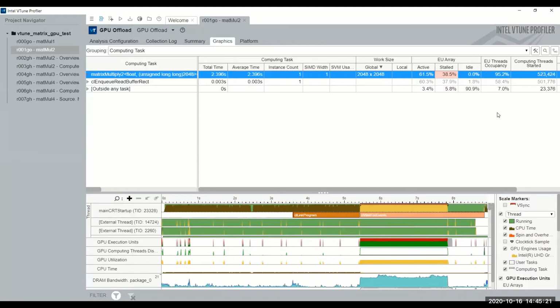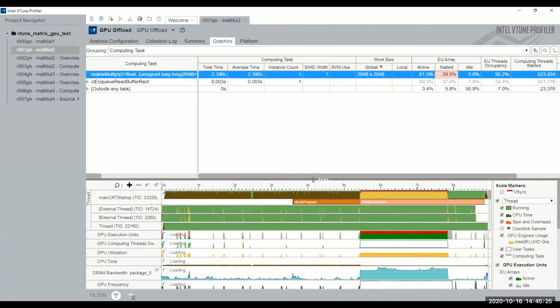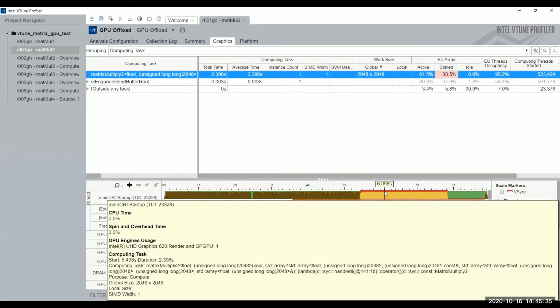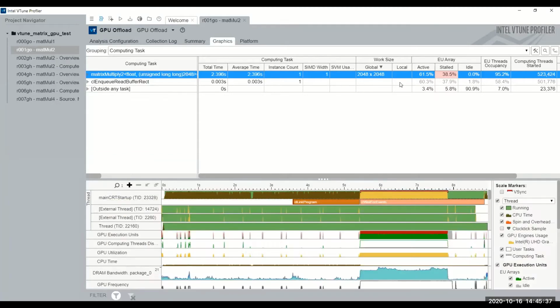At the same time, we can observe the timeline, a picture of the combination of CPU activity on the system and GPU tasks being submitted on this machine. It's a single task, which is quite interesting.